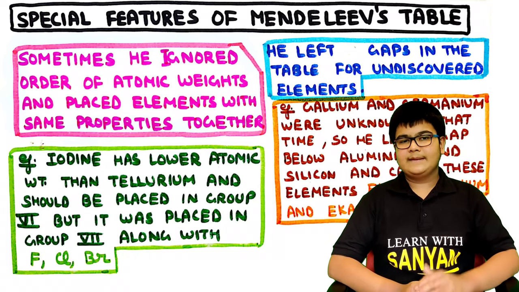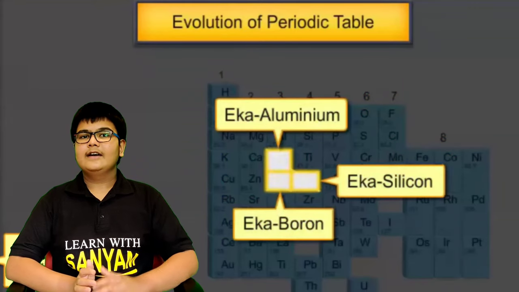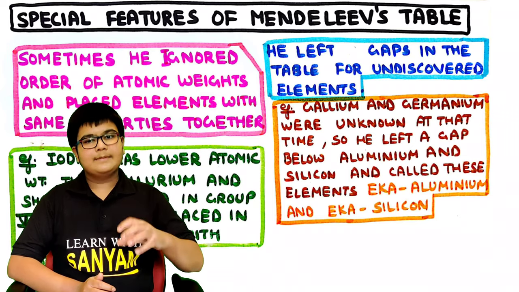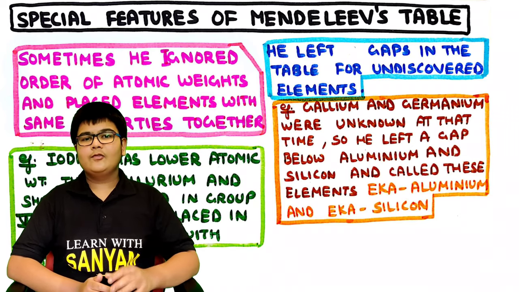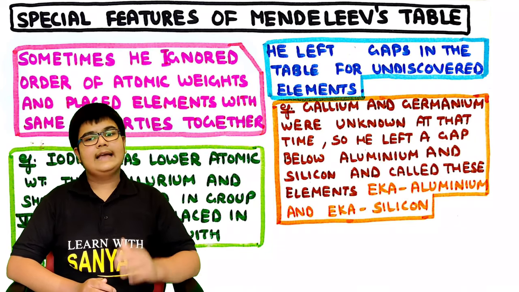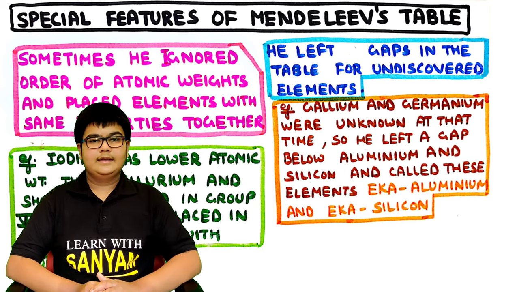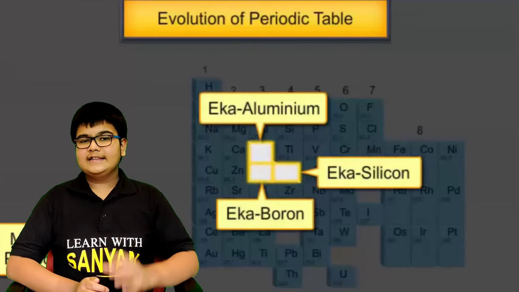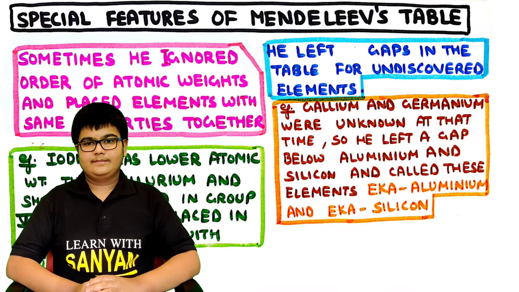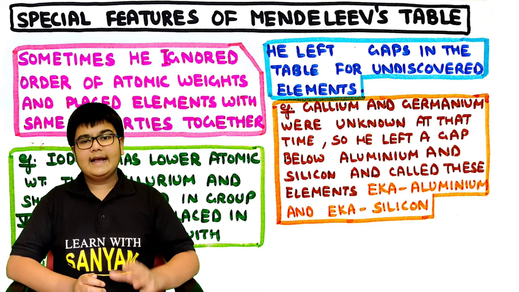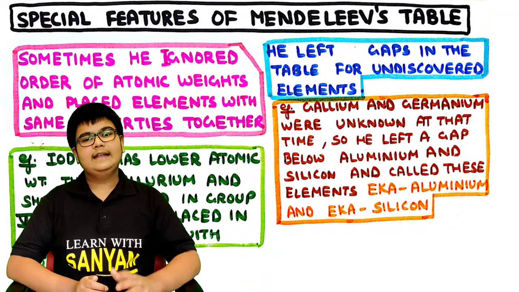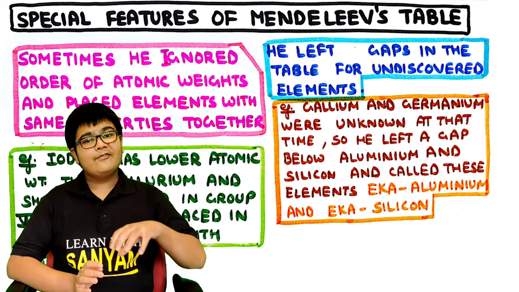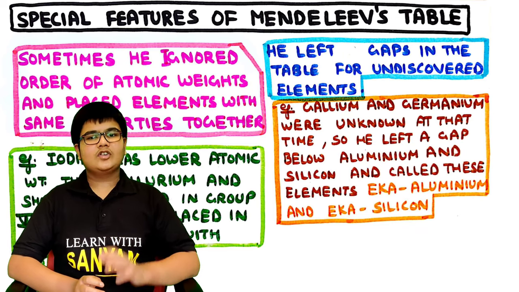Another important fact of Mendeleev's table was that he left a few gaps in his table for undiscovered elements. So he predicted beforehand that after some time, new elements would be discovered, and he left a few gaps for them. For example, gallium and germanium were unknown at that time. Therefore, Mendeleev left a gap below aluminium and silicon and called these elements eka aluminium and eka silicon. And now we see that eka aluminium and eka silicon have similar properties to gallium and germanium. So in this way, Mendeleev predicted the properties of undiscovered elements beforehand. So these were a few important features of Mendeleev's table.